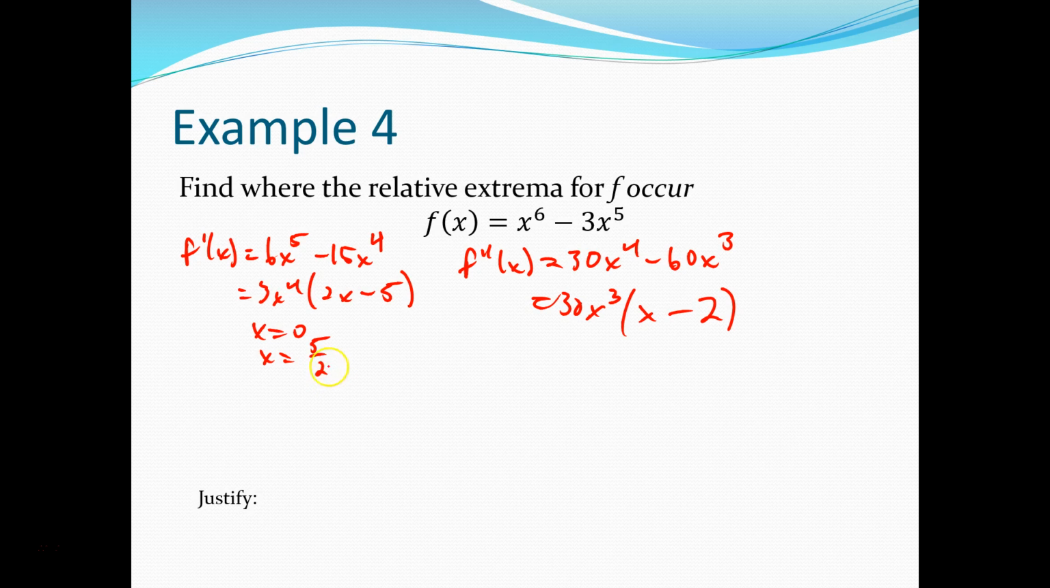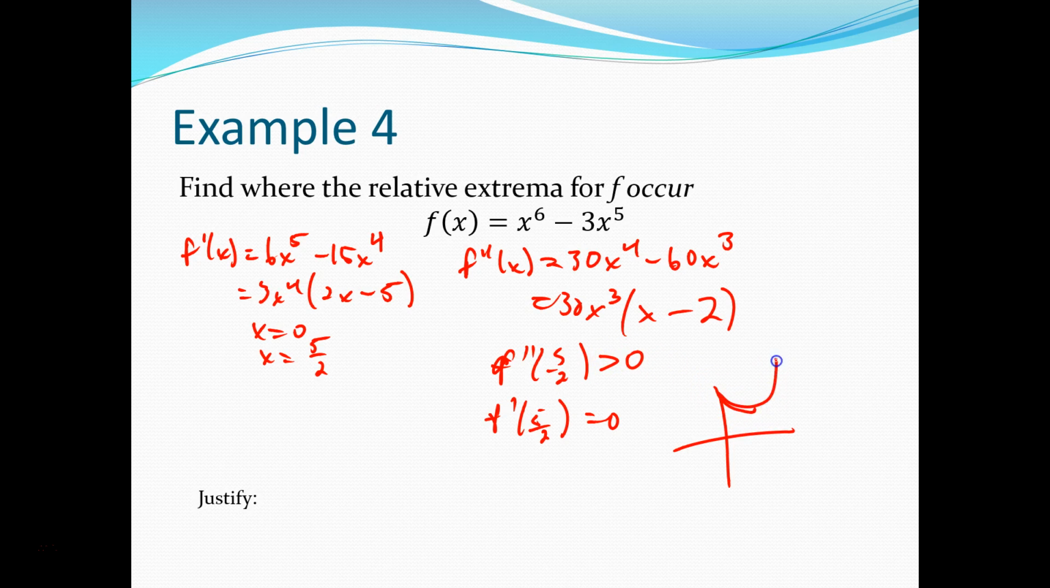That 5/2, though, if I plug that in, it'll be positive here. 5/2 is 2.5 minus 2 is also positive. So at 5/2, I know f double prime of 5/2 I just showed is greater than 0. And we know f prime of 5/2 is equal to 0. So we have a horizontal tangent and a concave up graph at 5/2. So we must have a minimum. And that was justified by the second derivative test.